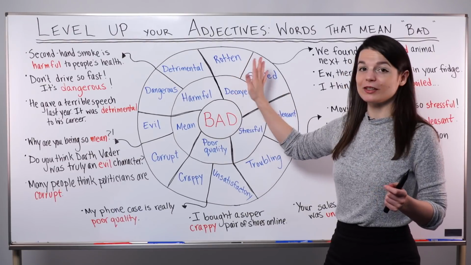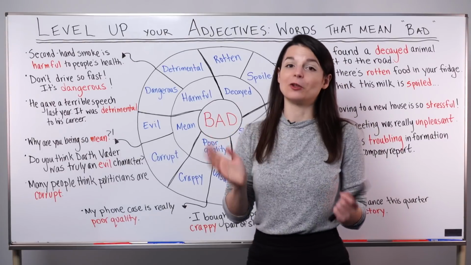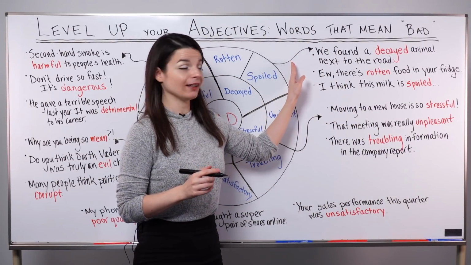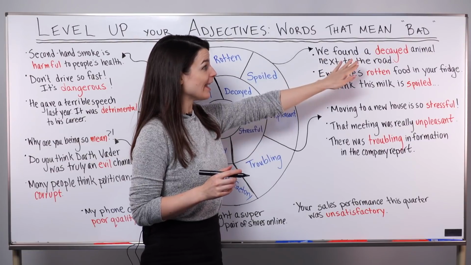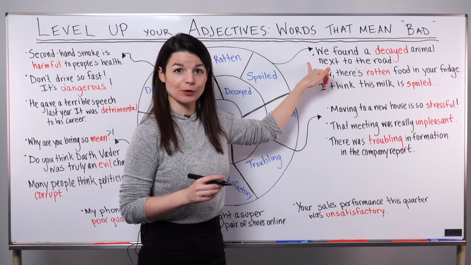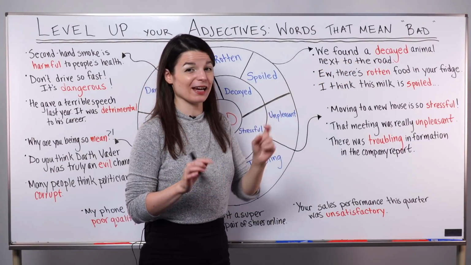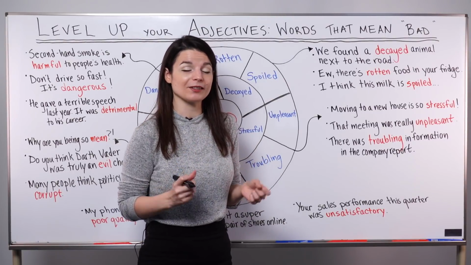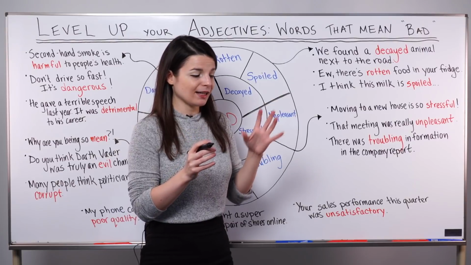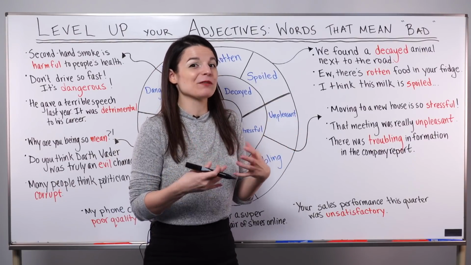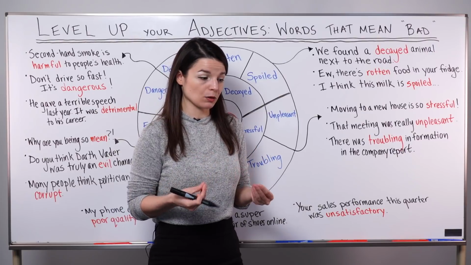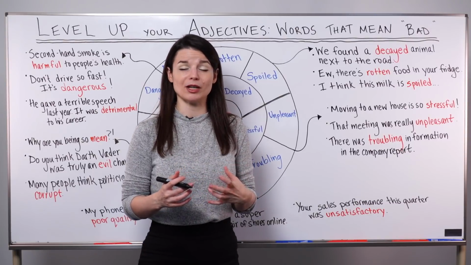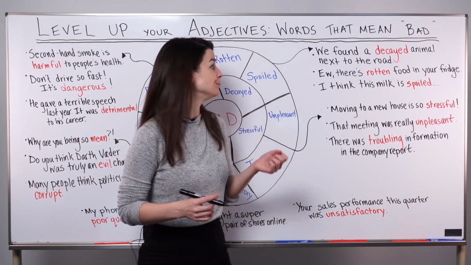So these are things that are spoiled or rotten. Let's look at how we use these words in sentences. You'll notice a theme here. First, let's look at the word decayed. We found a decayed animal next to the road. A decayed animal means that the animal is dead, and the body is decomposing. To decompose means it's not like an animal shape anymore. The body is slowly breaking into small pieces. So it has a really disgusting image, a decayed animal.